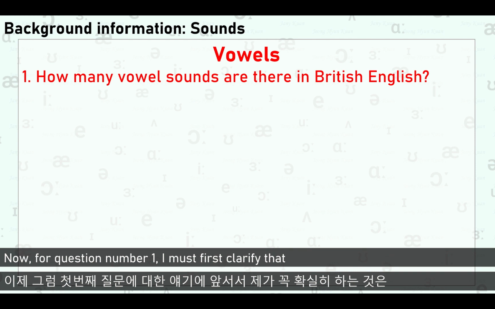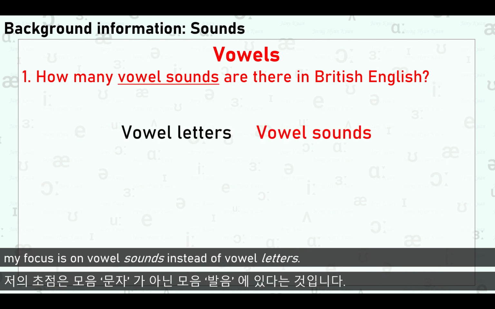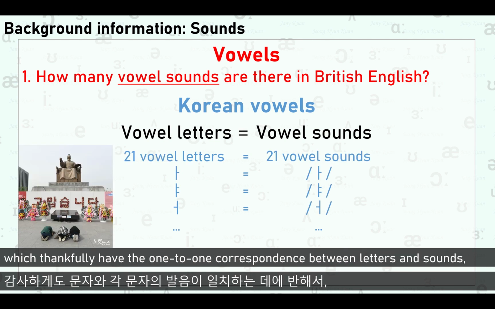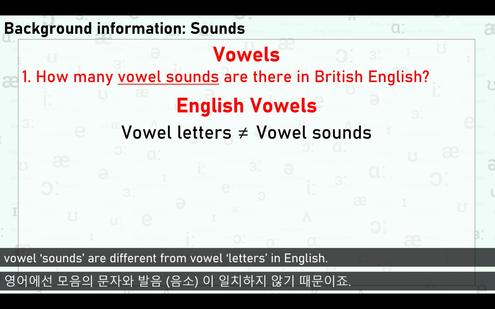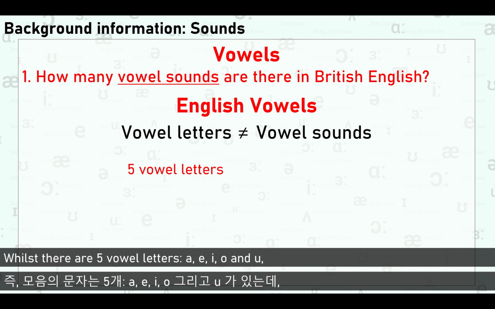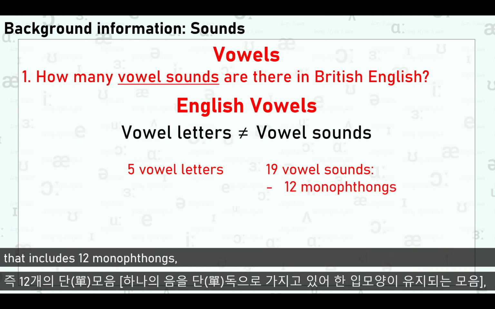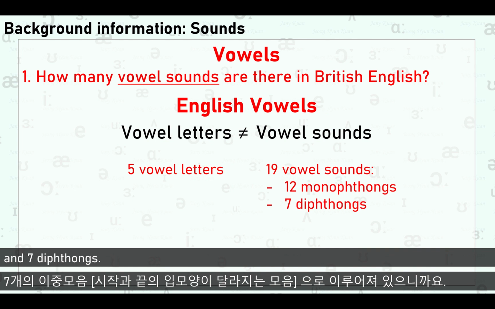Now for question number 1, I must first clarify that my focus is on vowel sounds instead of vowel letters. This is significant in English because unlike Korean vowels, which thankfully have a one-to-one correspondence between letters and sounds, vowel sounds are different from vowel letters in English. Whilst there are 5 vowel letters, A, E, I, O, and U, there are 19 vowel sounds. That includes 12 monophthongs and 7 diphthongs.